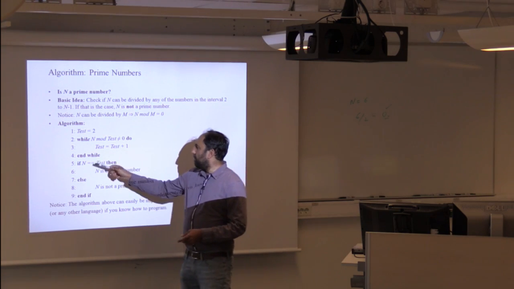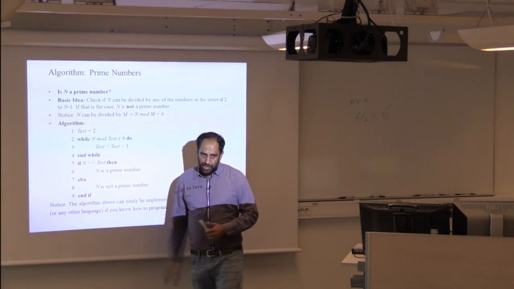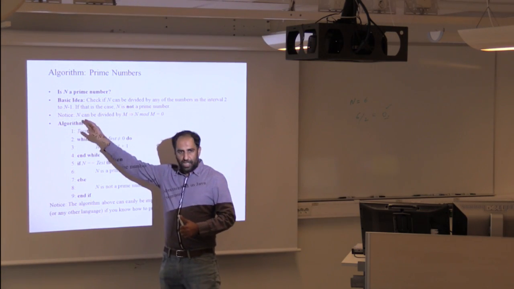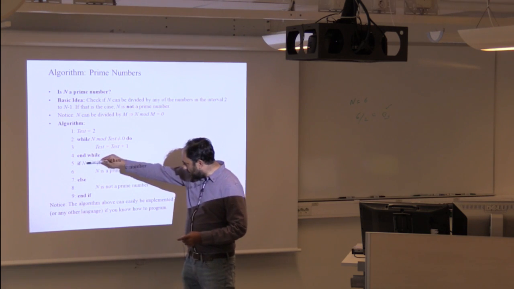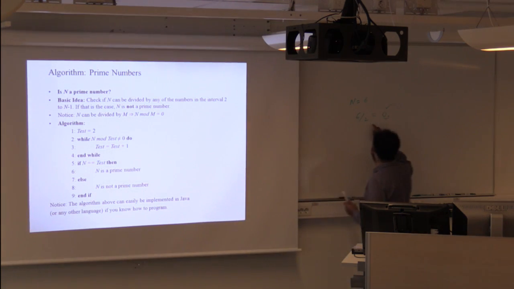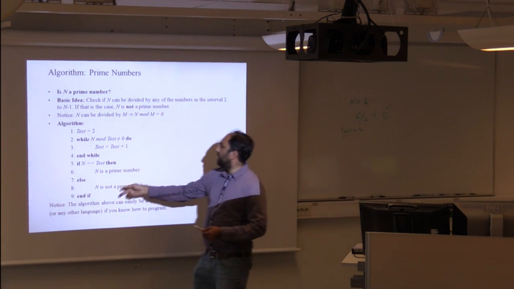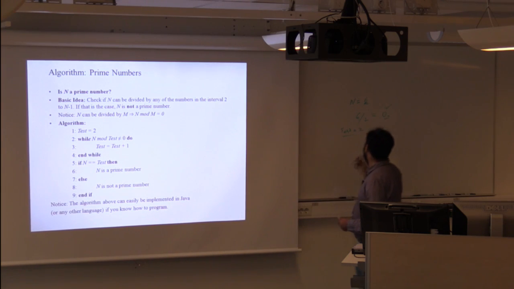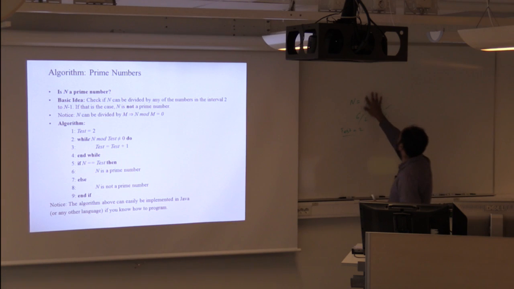What does this mean? This means that every time we are incrementing the value of test, unless we get to the number itself, and if n is equal to test, it's a prime number, otherwise it's not a prime number. So in this case, because n is equal to 6 and test is equal to 2, this condition will be false and n is not a prime number. On the other hand, if you have a number, let's say 3 or maybe 7.